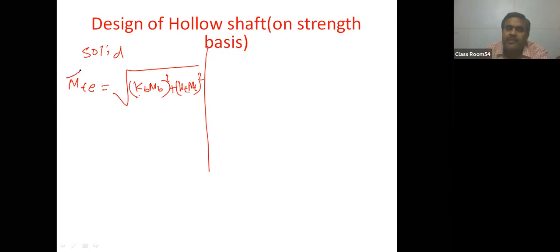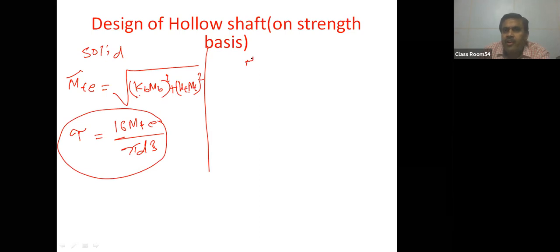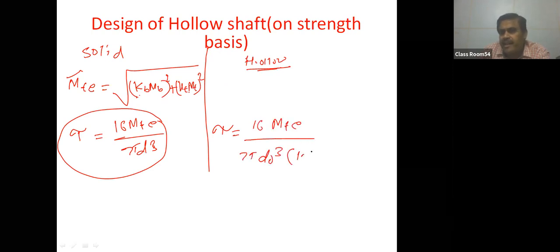Once you have the equivalent torque, then you can find the diameter of the shaft, as usual, by using tau equal to 16 times MTE divided by pi d cube. So this is the case of solid. For the hollow, there is little change in the formula. Tau is given by 16 times MTE divided by pi Do cube again and a factor of 1 minus C4. Same. Okay, very easy. Hollow shaft, in the syllabus there is nothing, little change, only 1 minus C4 is there.